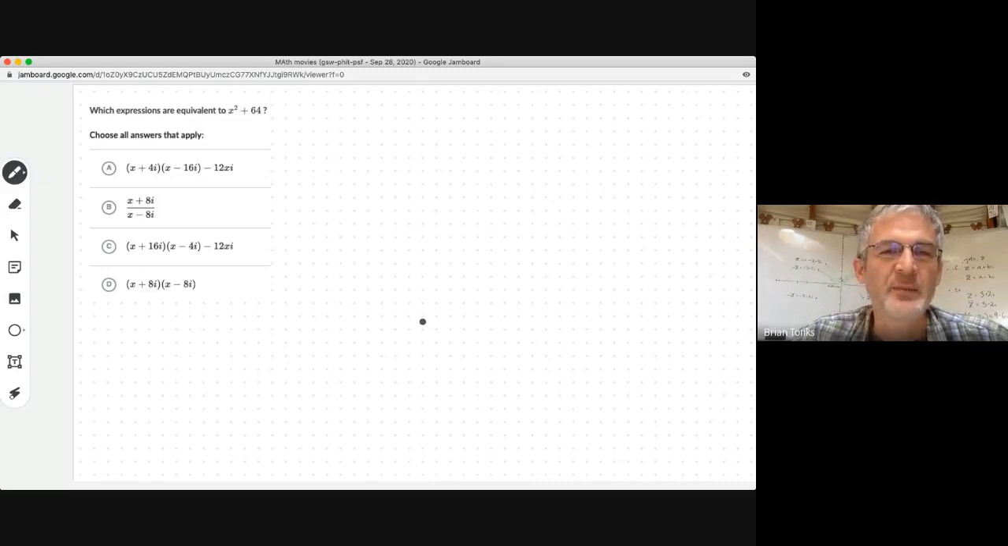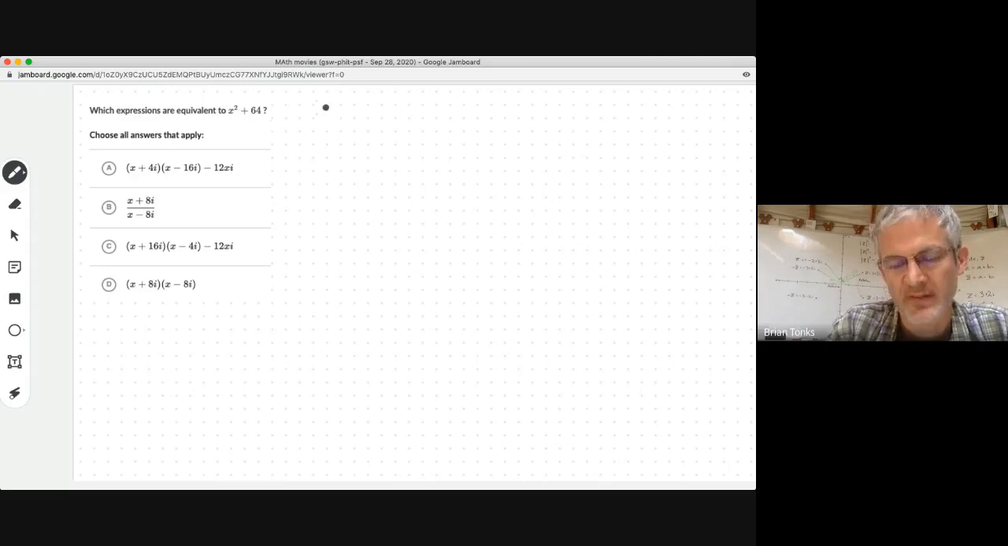So I was in Khan Academy on quiz 3, and I came across this question, and I thought I'd do it Sal style. It says, which expressions are equivalent to x squared plus 64? And then it's got all these choices down here that look like they've been factored from x squared plus 64. So let's take a look at that.